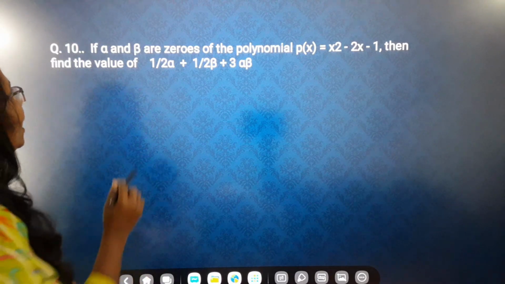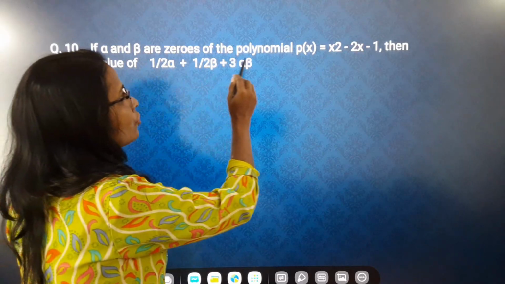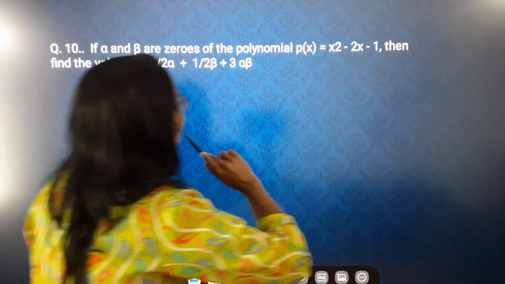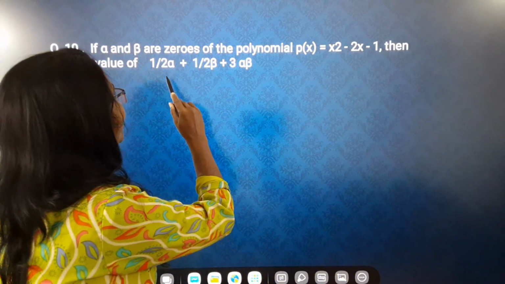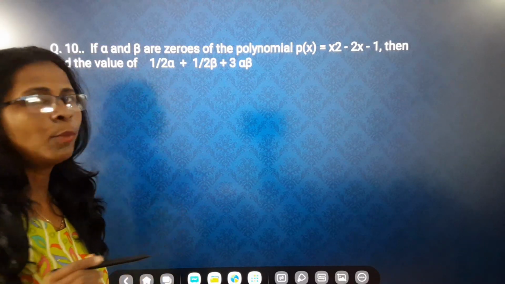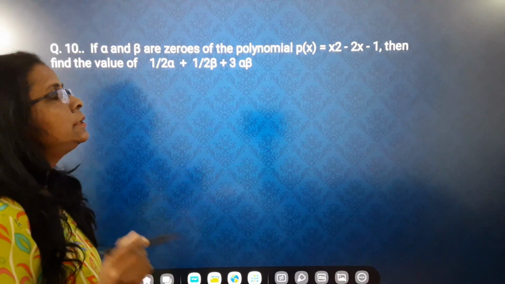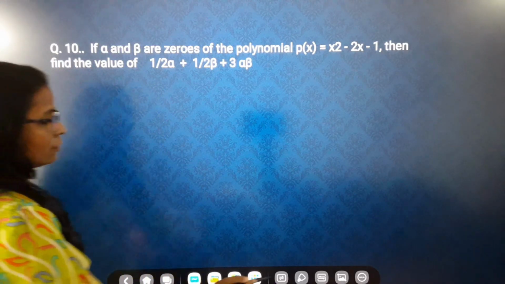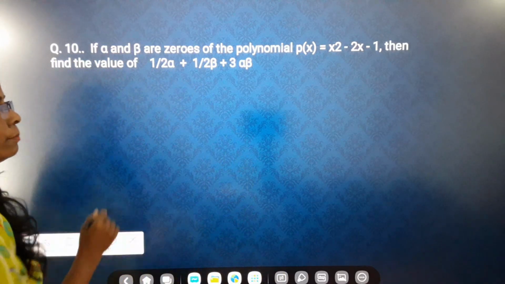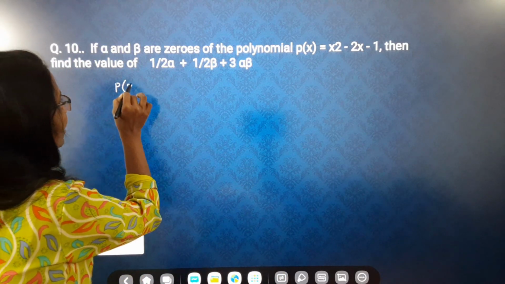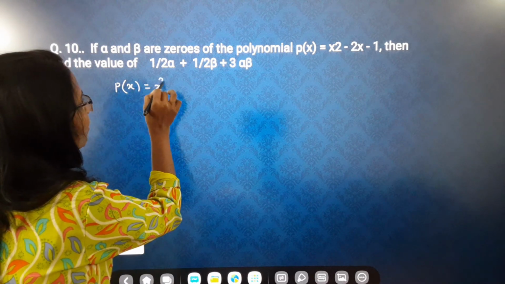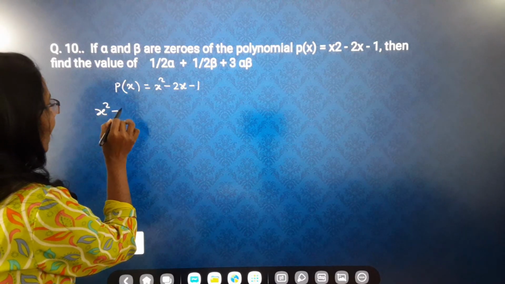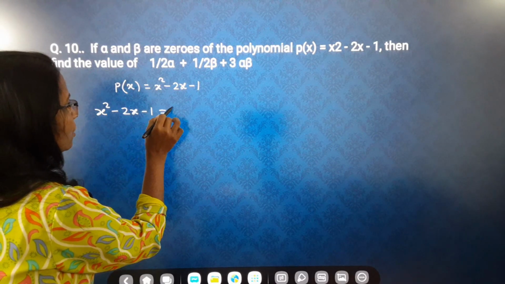Students, if alpha and beta are zeros of the polynomial p of x equals x squared minus 2x minus 1, then find the value of 1 upon 2 alpha plus 1 upon 2 beta plus 3 alpha beta. Okay, so let us see how we can solve it. First we write the given polynomial, p of x equals x squared minus 2x minus 1. As usual, we write x squared minus 2x minus 1 equals 0.